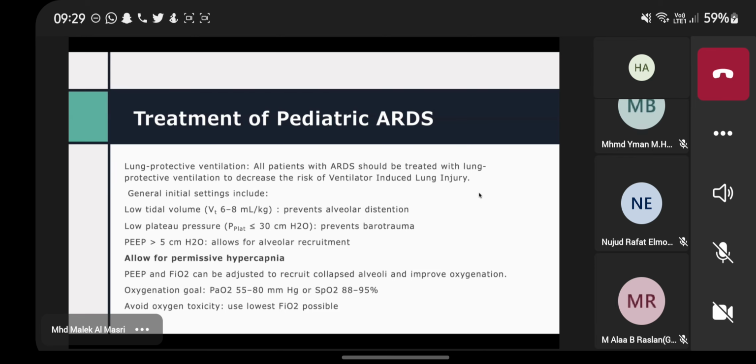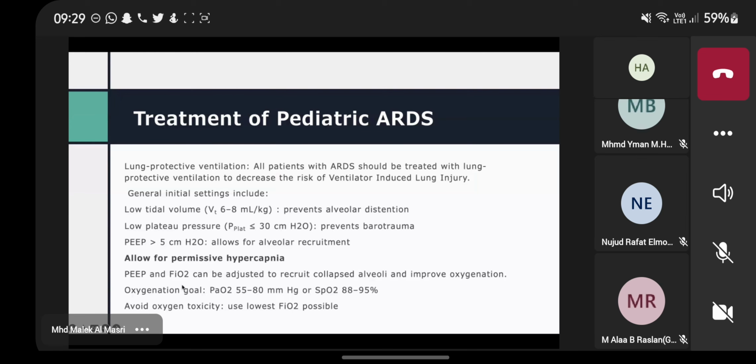And we need to do something which is allowing permissive hypercapnia. Hypercapnia is when the partial pressure of carbon dioxide is above 45 millimeters of mercury. And usually this is something that needs to be treated. But in case of pediatric ARDS, we need to allow it to happen to protect the lung.